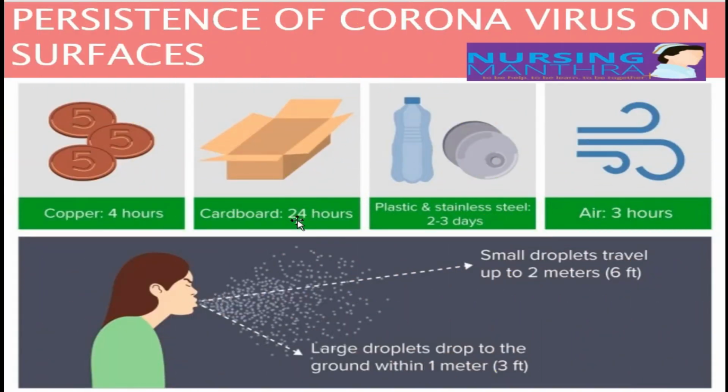Now, the persistence of coronavirus on surfaces. On copper, the coronavirus persists for 4 hours. Cardboard, 24 hours. Plastic and stainless steel, 2 to 3 days. In the air, 3 hours. Large droplets drop to the ground within 1 meter, that is 3 feet, and small droplets travel up to 2 meters, 6 feet.